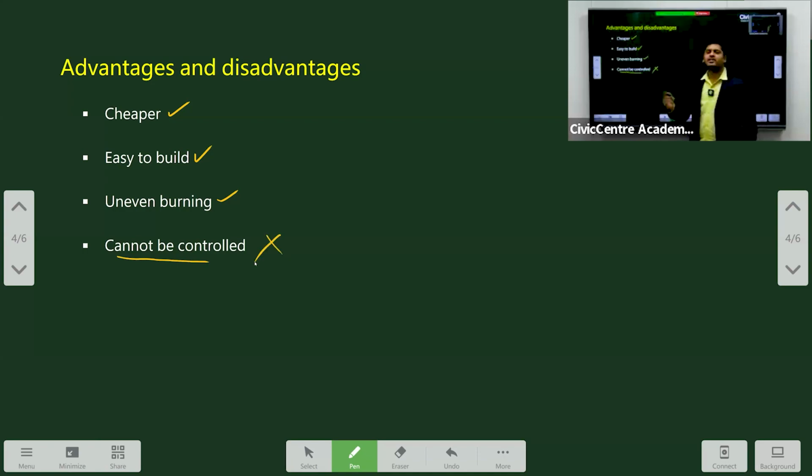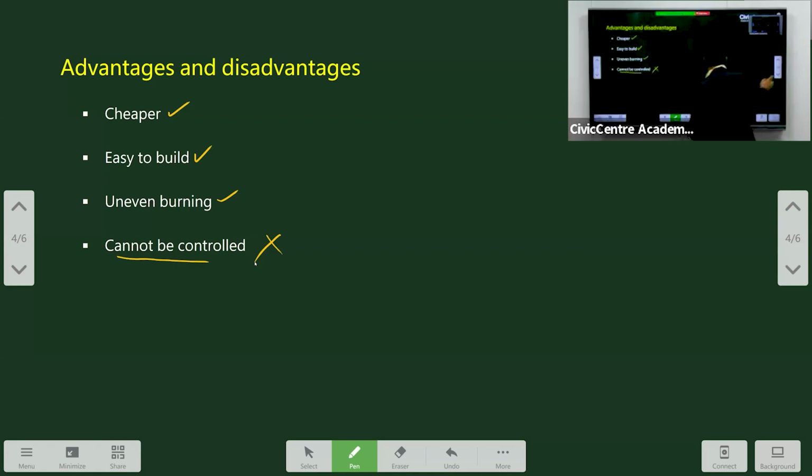So the first one is that it's cheaper. Second, it's very easy to build. Third, it leads to uneven burning because it's a solid fuel. And the fourth disadvantage is that the thrust cannot be controlled.